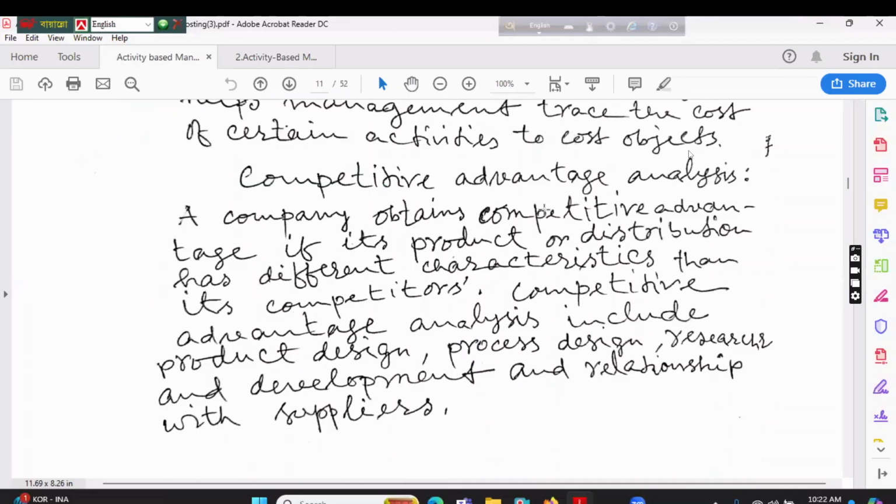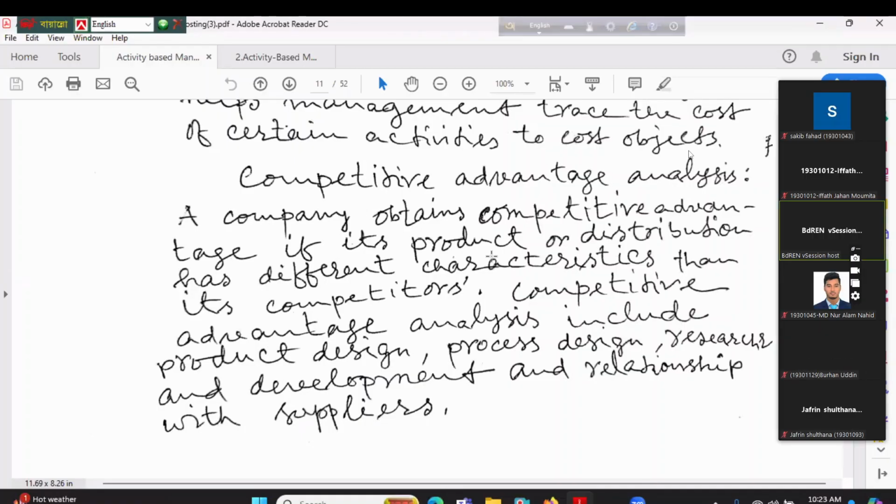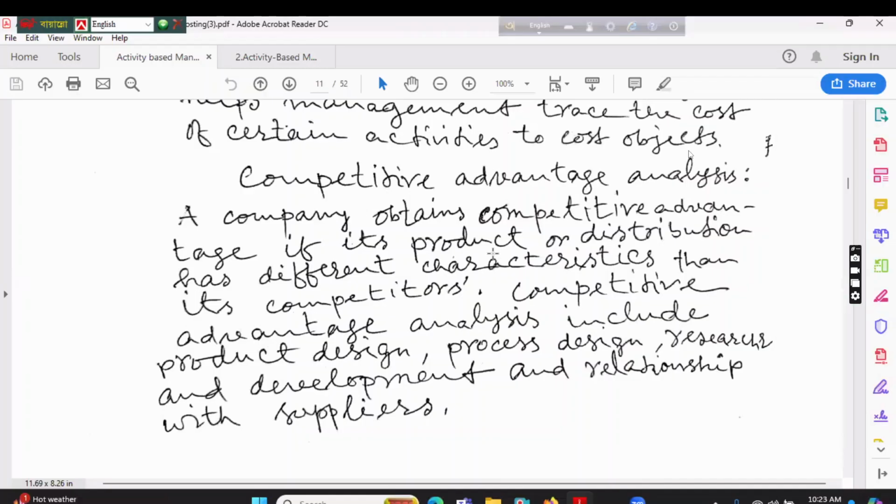Competitive advantage analysis. A company obtains competitive advantage if its product or distribution has different characteristics than its competitors. Competitive advantage analysis includes product design, process design, research and development, and relationships with suppliers.